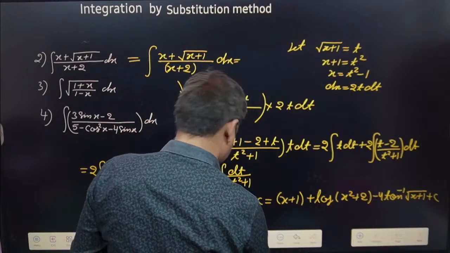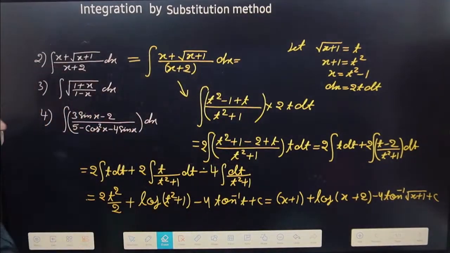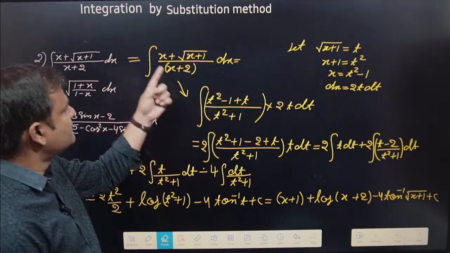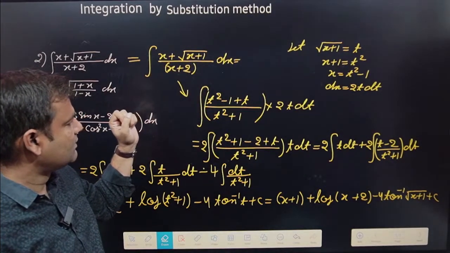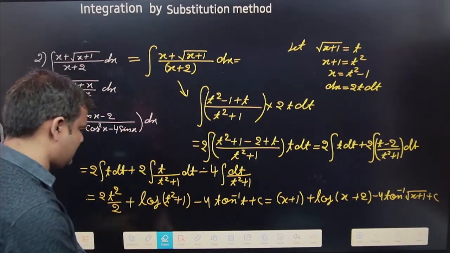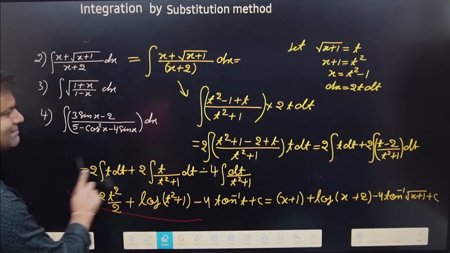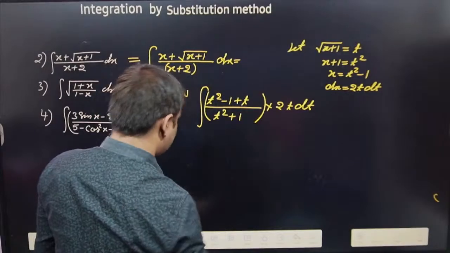There is still a mistake here, that is log of x plus 2. Okay, simply here x plus root x plus 1 upon x plus 2. Wait, we have not multiplied by 2.